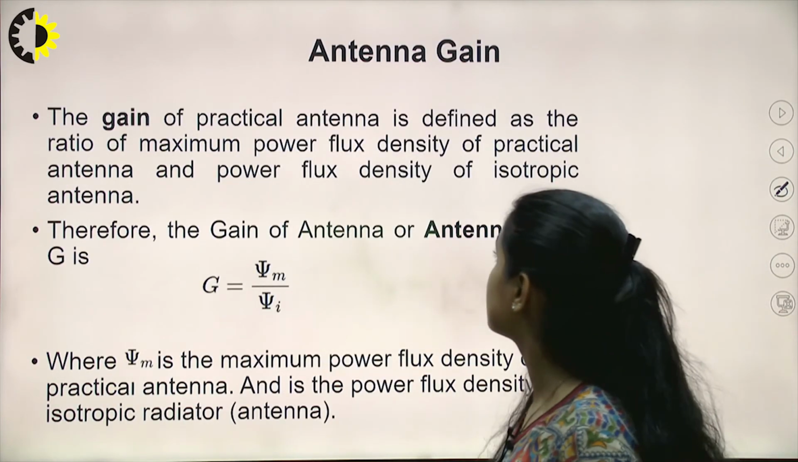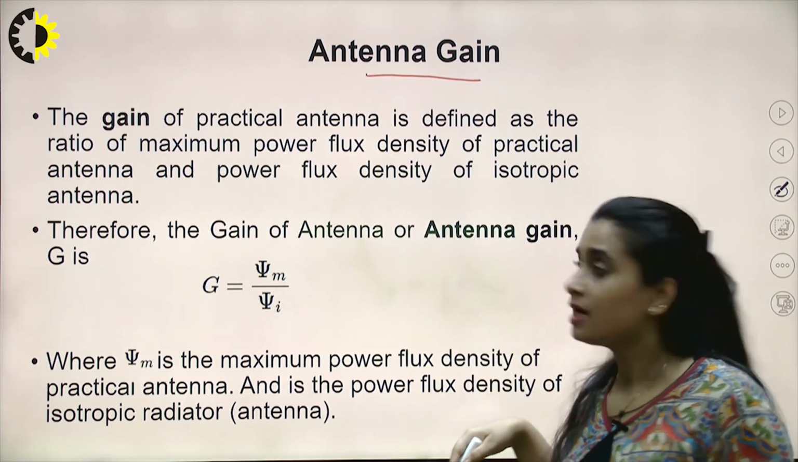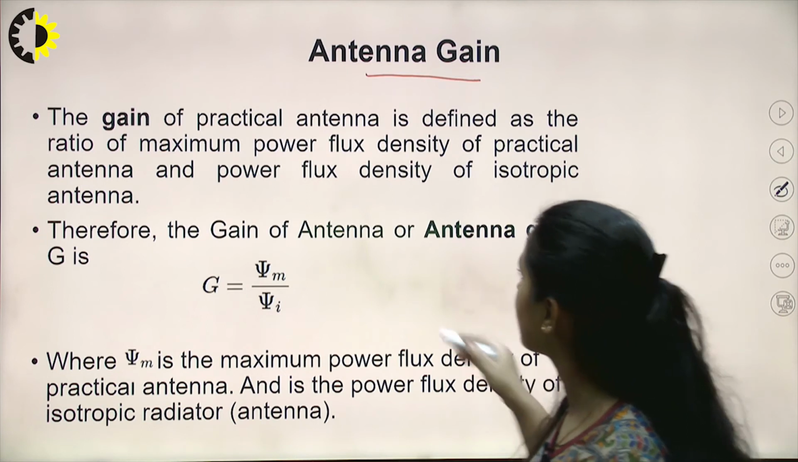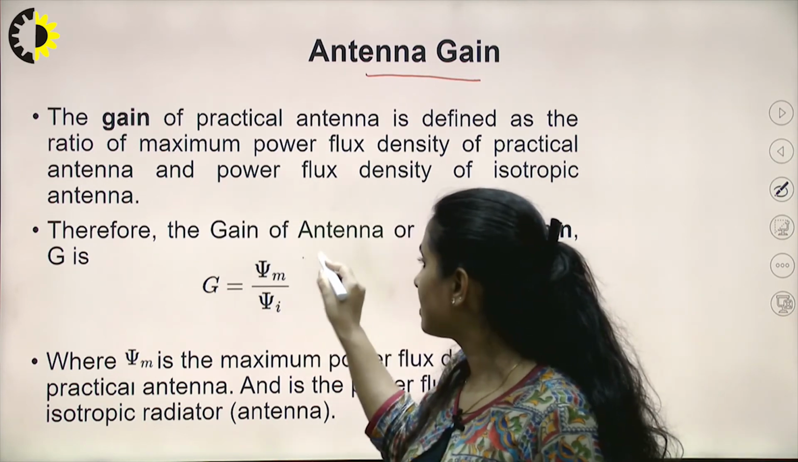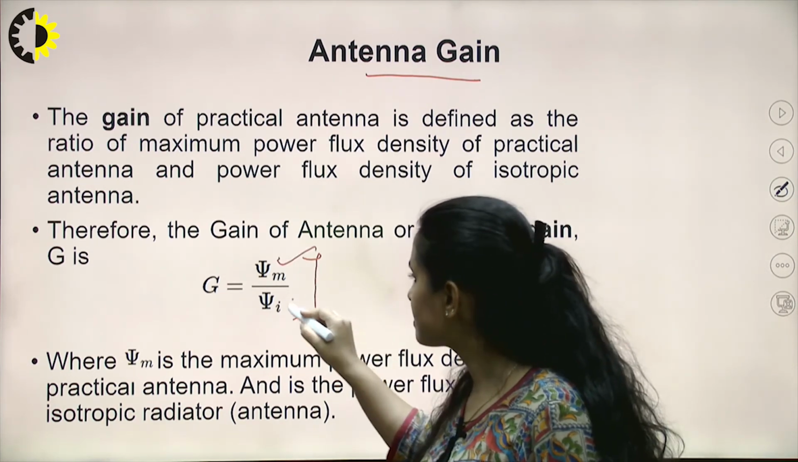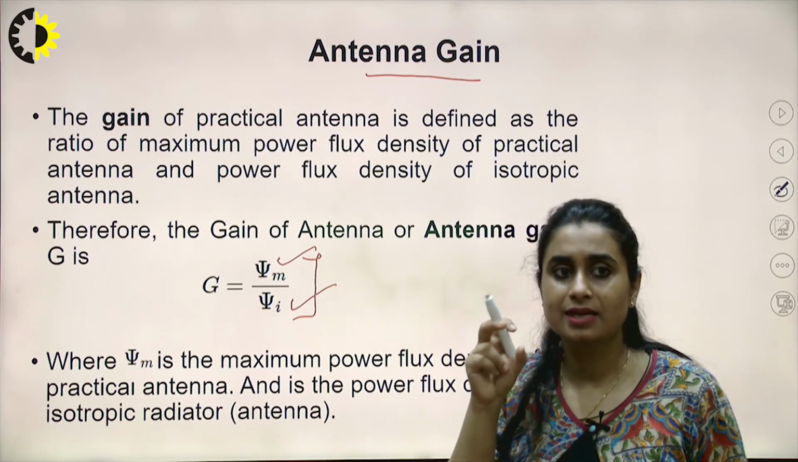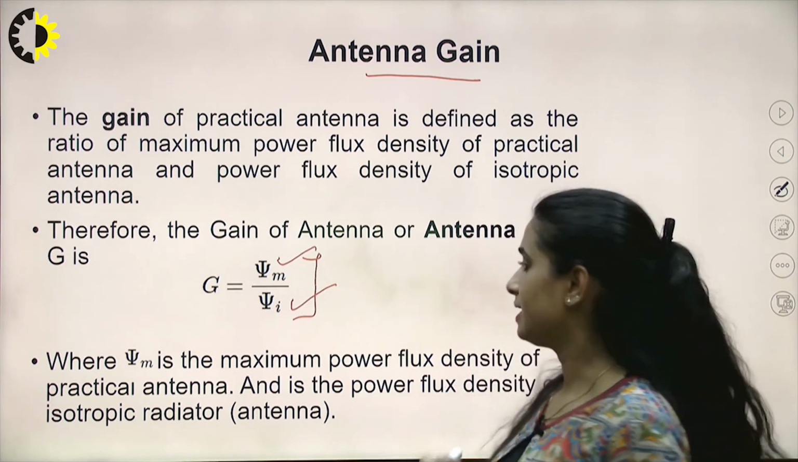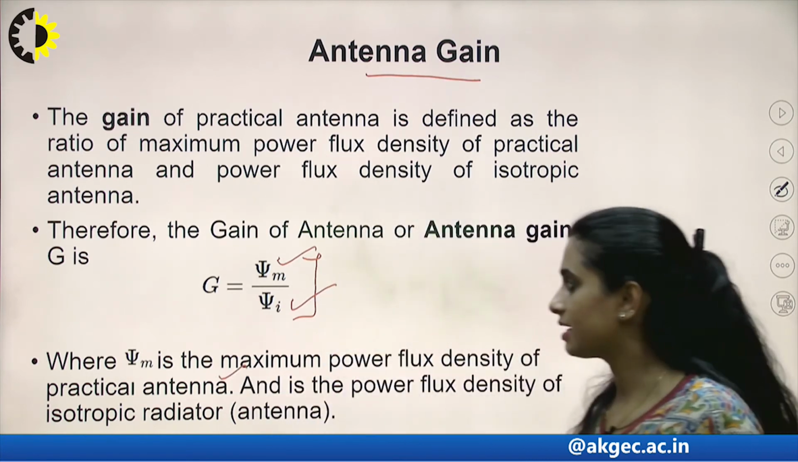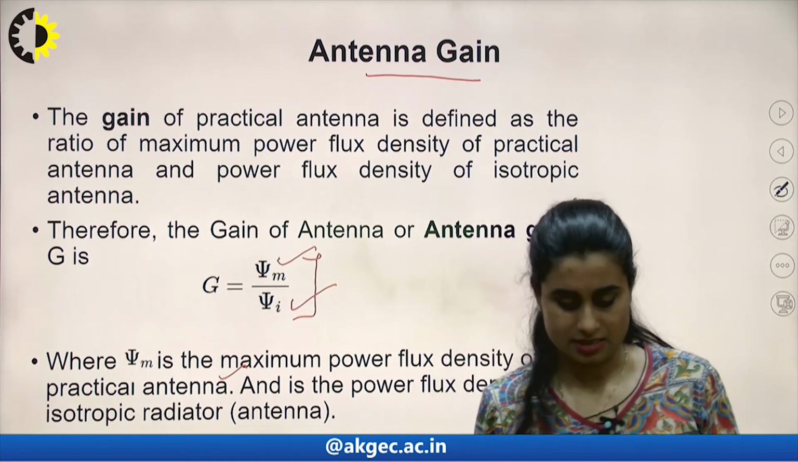Another term is gain. Although we have used these terms, we need to study these one by one. Gain of a practical antenna is defined as the ratio of maximum power flux density of the practical antenna and power flux density of the isotropic antenna. When I take the ratio of the practical antenna versus the ideal or isotropic antenna, that mathematical parameter will give me the value of gain, right? Where psi m is the maximum power flux density of the practical antenna, which would be directive in nature, and psi I is the power flux density of the isotropic antenna, that is the ideal case.